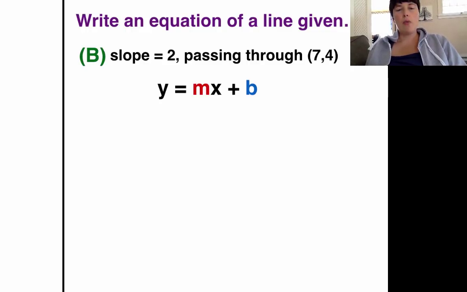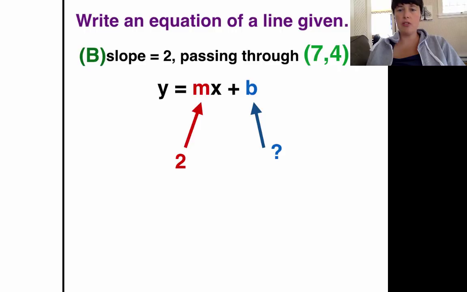Now I'm thinking, okay, y equals mx plus b. I still know the m. I know the slope is equal to 2, so we have some information. But what I don't know is what b is equal to. I do not know the y-intercept. That's my mystery that I need to solve. But I have some helpful information. I know that on the graph, the line passes through (7, 4). That's pretty helpful because on the graph, that's an x and a y coordinate.